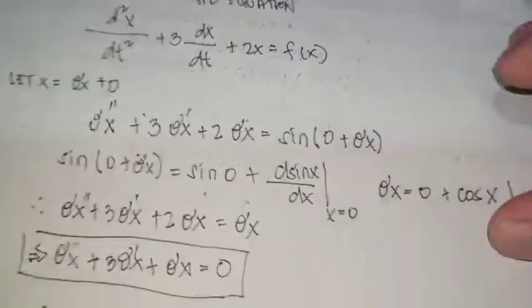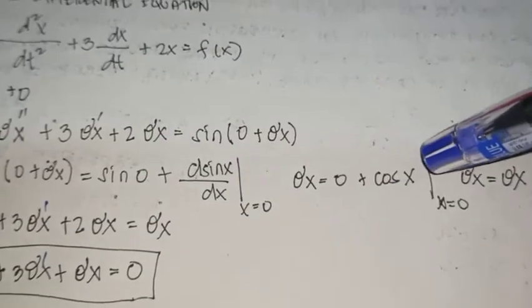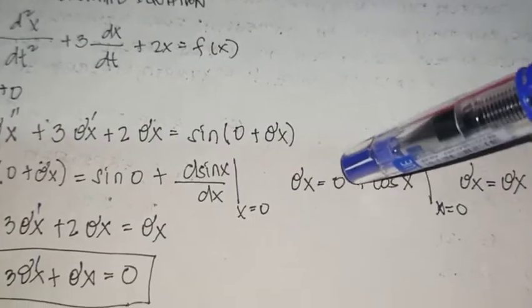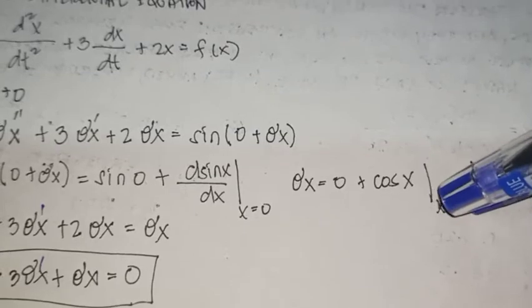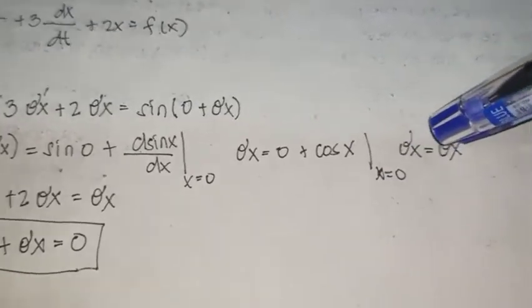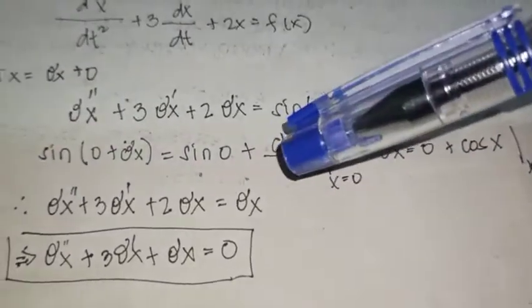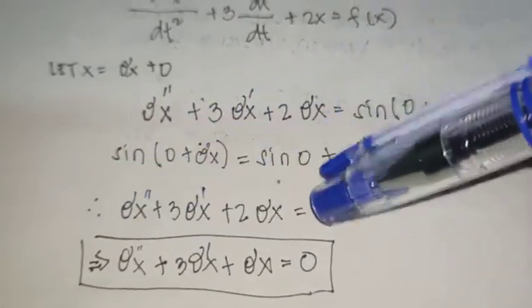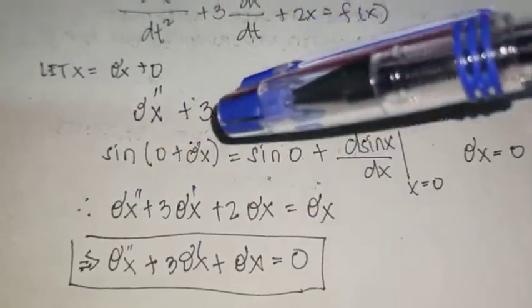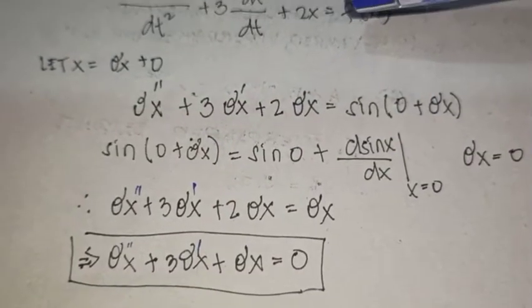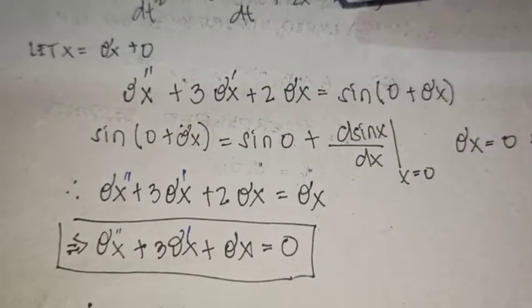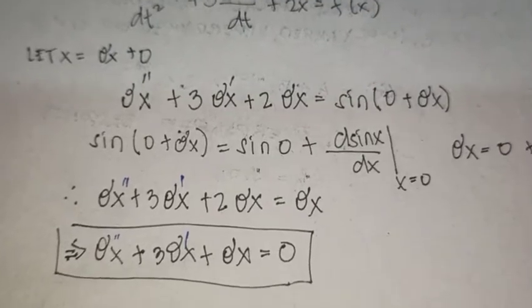So, the derivative of sine x is cosine x. So, delta x equals 0 plus cosine x, with x equal to 0. Then delta x is equal to delta x. So, delta x equals delta x, and we now have the linear form, the linearized form: delta x double prime plus 3 delta x prime plus 2 delta x equals delta x.